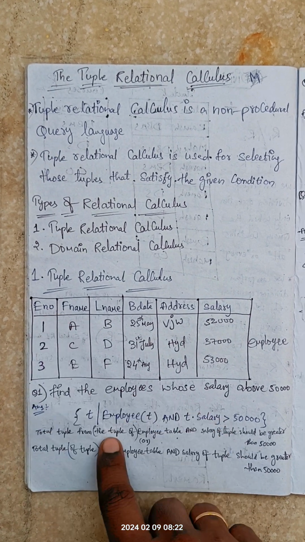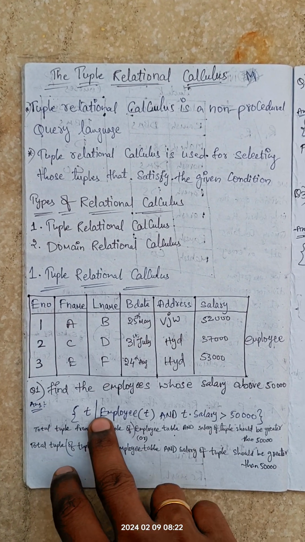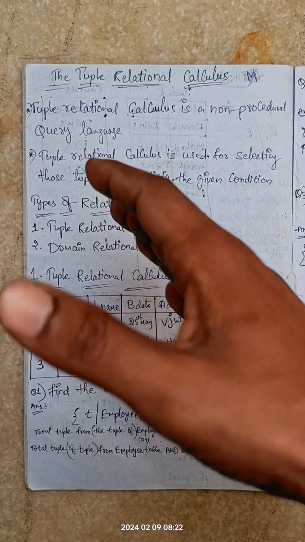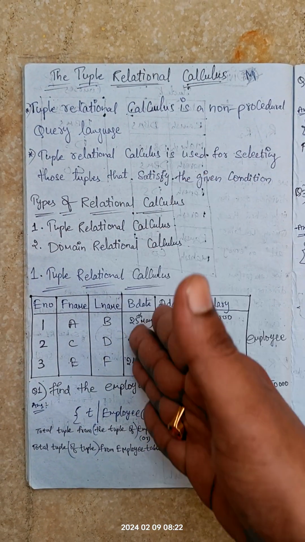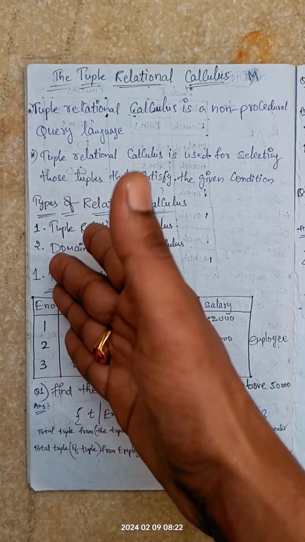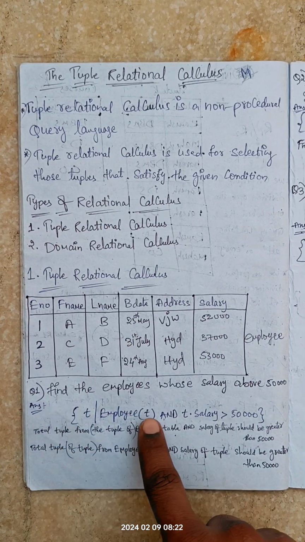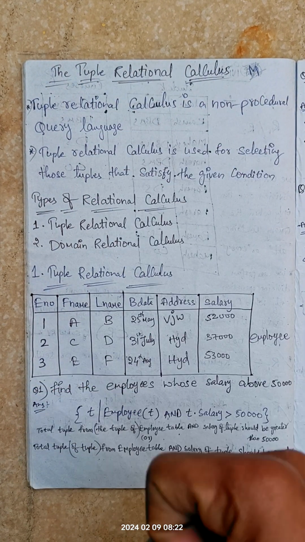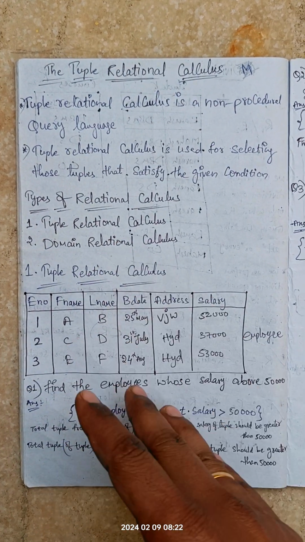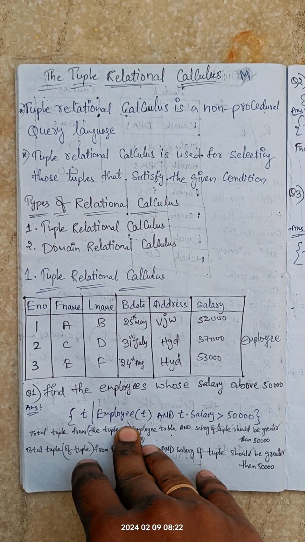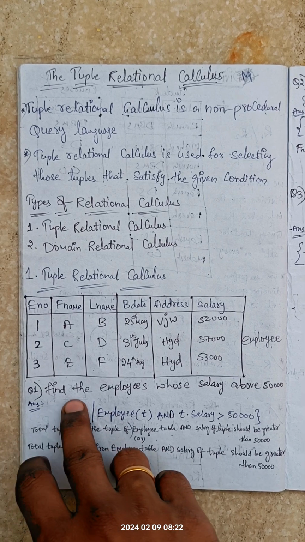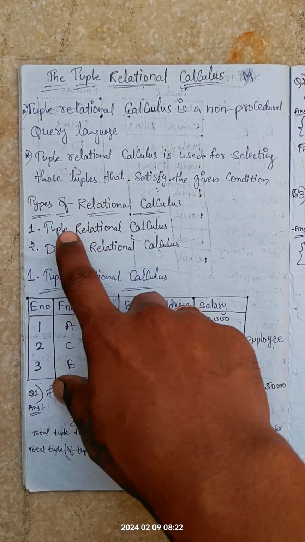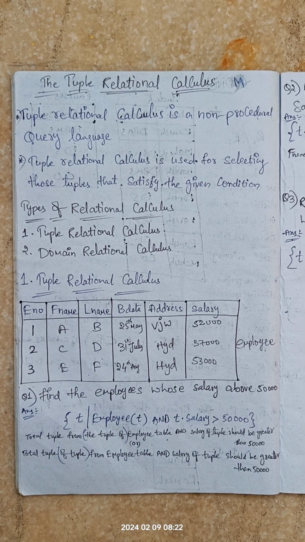So now we have to write a query. If we write a query, even if we have 1000 employees in the table, here we have only 3, but even if you have 1000 employees in the table, if you write this query it will extract only those employees from the table whose salary is above 50,000. Okay, that is the usage of this query, this tuple relational calculus.